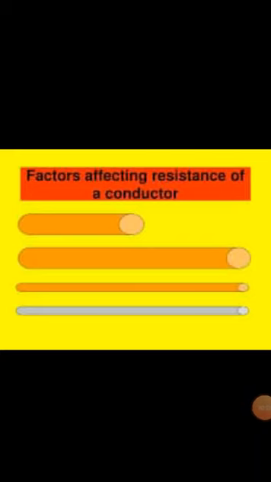Good morning, students. In our last module, we have learnt the term resistance of a conductor. What is meant by the resistance of a conductor? Can one of you tell? The property of a conductor due to which it opposes the flow of charge through it is termed as resistance.